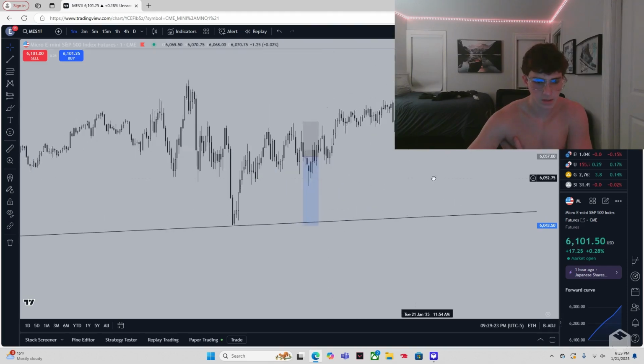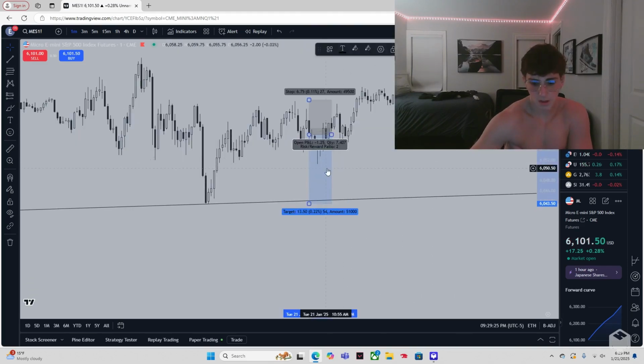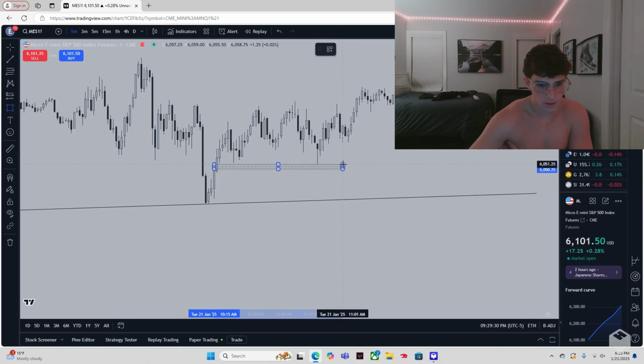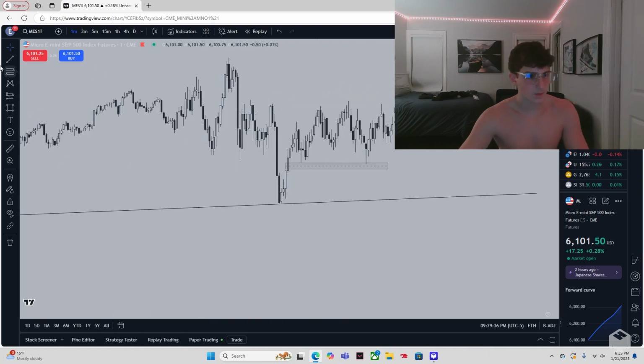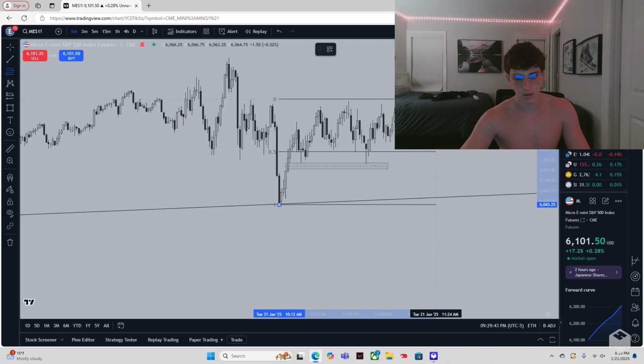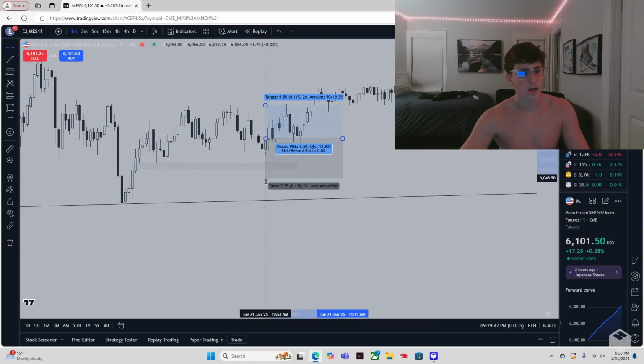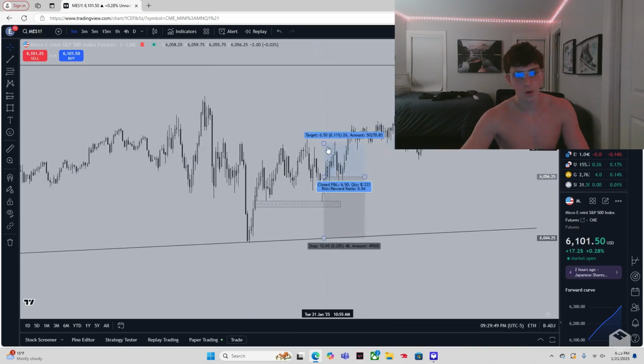So I was on ES. I was looking for maybe a long entry, and what I saw is we have this unmitigated 1-minute imbalance that price failed to tap into before, and then we finally at 10:52 tap into it, and it was in line with this sell side liquidity sweep and the equilibrium of this range, and then we got a good displacement candle out. Would have entered here, would have hit my stops here, and would have taken profit here.